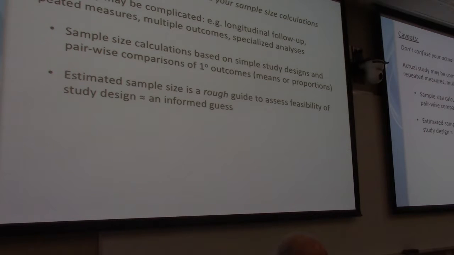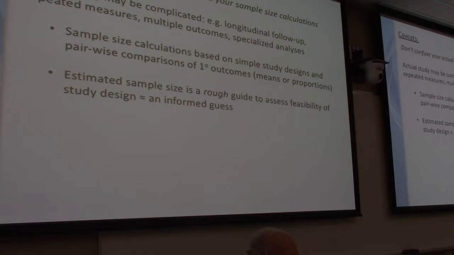There are a couple of common errors that I'll warn you about. Your actual study may have more than one outcome, may be very complicated, but we would still base our sample size calculation usually on a simple study design and on a two-group comparison of our primary outcome, whether it's a mean or a proportion.